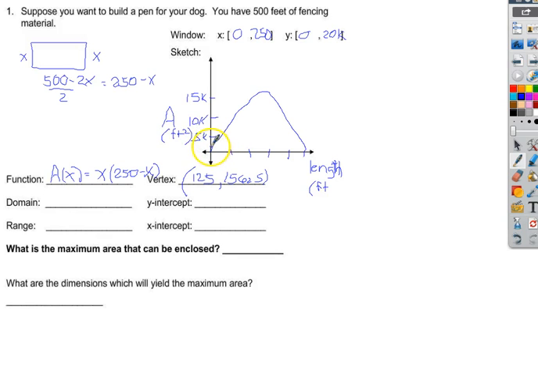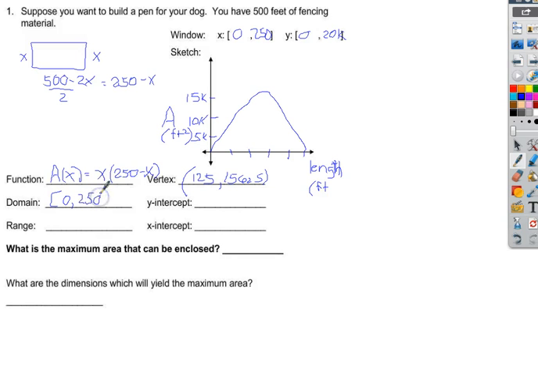Okay, so we've got our graph, we've got everything figured out. We need to figure out our domain. Our domain goes from 0 to 250. It's inclusive, so we use square brackets. So we have 0 to 250. All right.